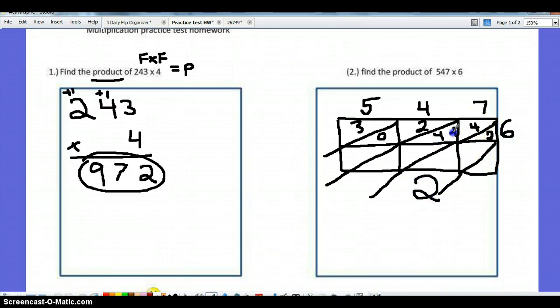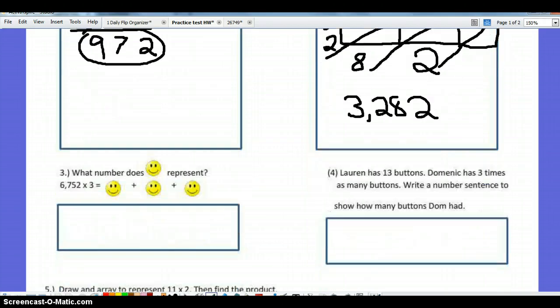If I have 2 numbers in the same diagonal, I add them because multiplication is simply nothing but repeated addition. 4 plus 4 is 8. 2, bring down, and bring down my 3. So my answer here is 3,282. Let's continue with the review.